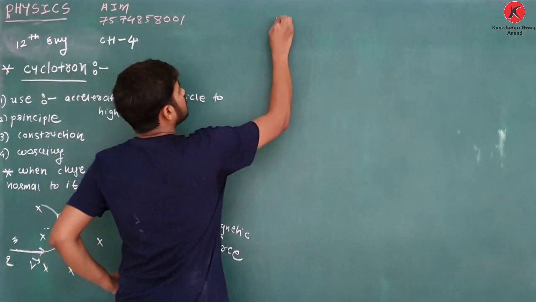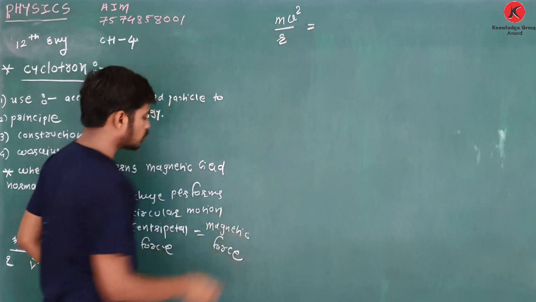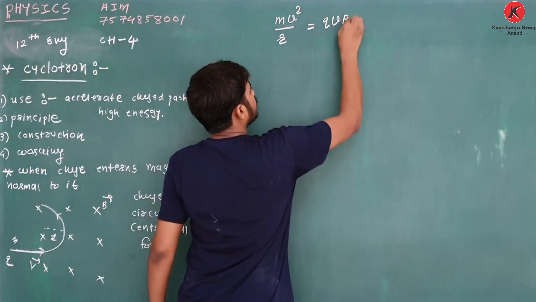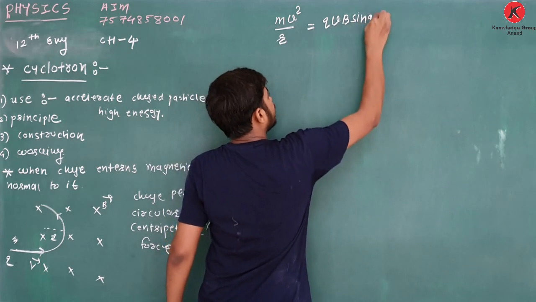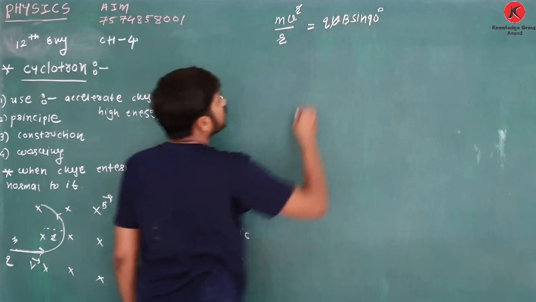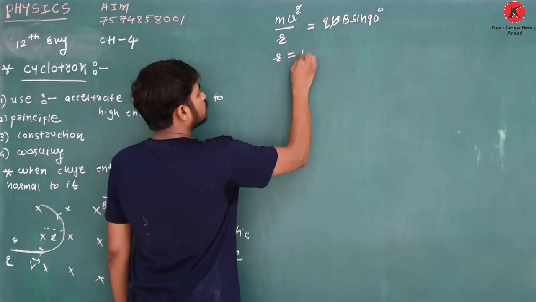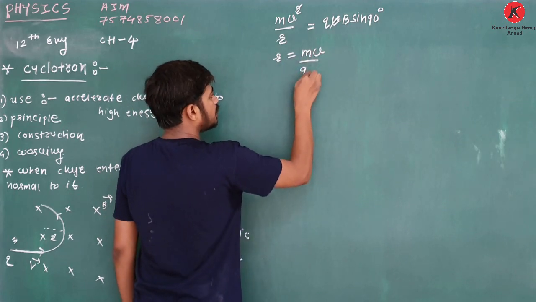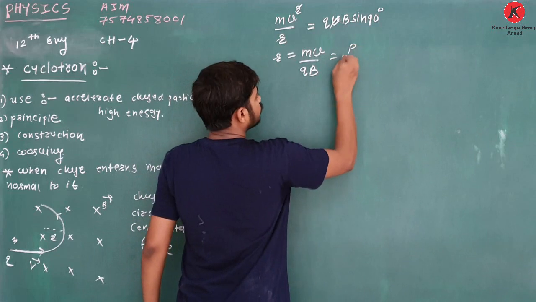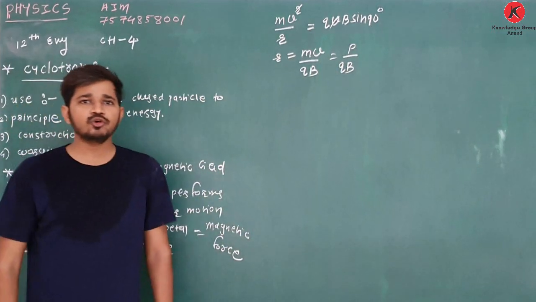If the radius of this circle is r and the mass of the charged particle is m, then what is the centripetal force? We know the centripetal force is mv square upon r, equal to the magnetic force, which is qvB sine 90. Sine 90 is 1. Then we can write r is equal to mv upon qB, or r is equal to p upon qB. We know this equation.